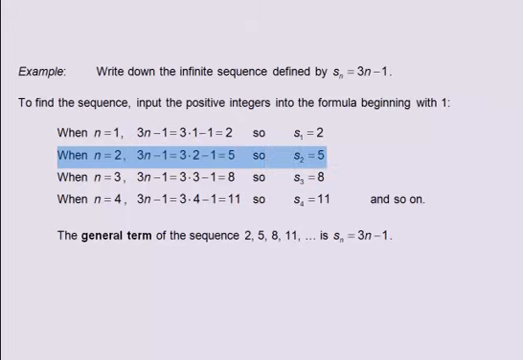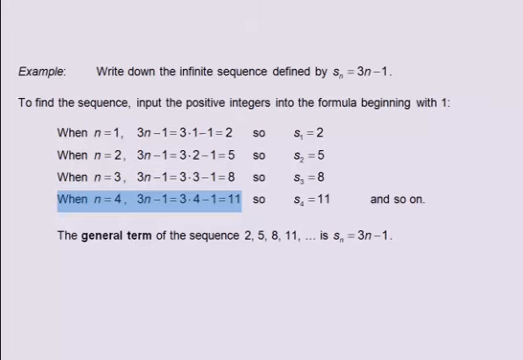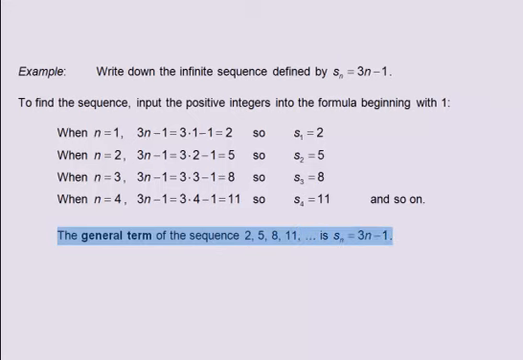When n equals 2, 3n minus 1 equals 3 times 2 minus 1, which equals 5. So, S2 equals 5. When n equals 3, 3n minus 1 equals 3 multiplied by 3 minus 1, which equals 8. So, S3 equals 8. When n equals 4, 3n minus 1 equals 3 times 4 minus 1, which equals 11. So, S4 equals 11, and so on. The general term of this sequence, 2, 5, 8, 11, and so on, is Sn equals 3n minus 1.